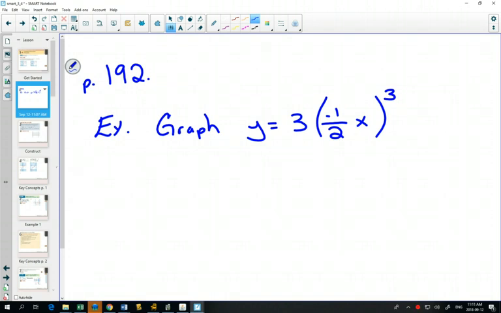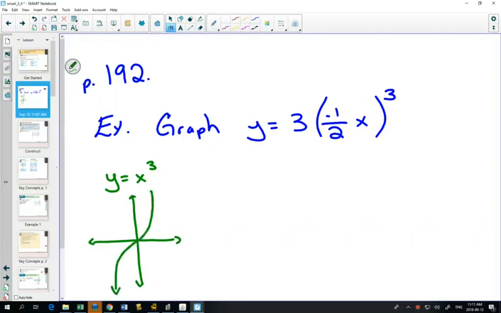So first of all, you would recognize what kind of graph this is. Is this an absolute value graph, a square root graph, an x cubed graph, or what was the other one? A 1 over x graph. It's an x cubed graph, okay? So the first thing you're going to say to yourself is, I know what my x cubed graph looks like because I have it memorized, or I can make a table of values and graph it quickly.